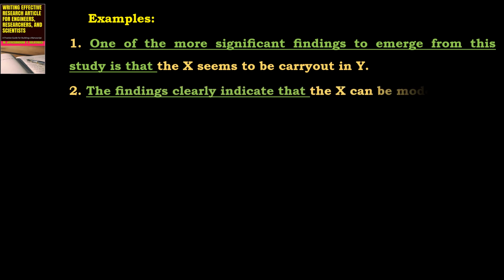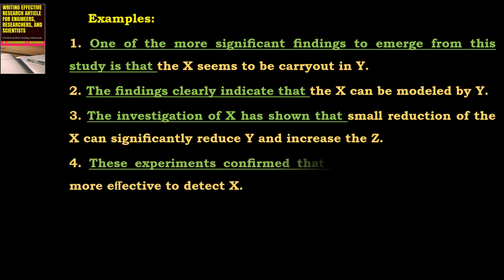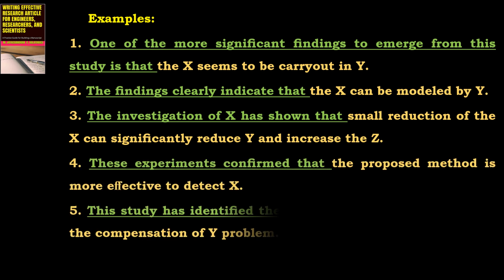1. One of the more significant findings to emerge from this study is that the X seems to be carried out in Y. 2. The findings clearly indicate that the X can be modeled by Y. 3. The investigation of X has shown that a small reduction of the X can significantly reduce Y and increase the Z. 4. These experiments confirmed that the proposed method is more effective to detect X. 5. This study has identified the X approach that can be used in the compensation of Y problems.